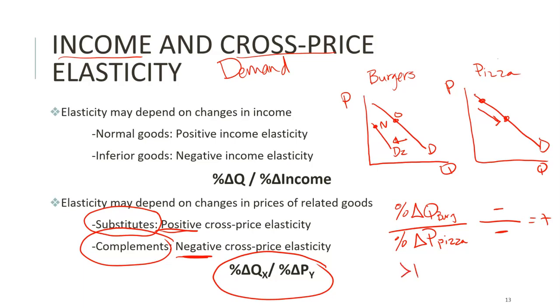Greater than 1 means it's elastic. Between 0 and 1 means it's inelastic. Right? And equal to 1 is also still unit elastic. So that whole part is still the same, but now the positive and negative tells us what type of good it is. And then lastly, we have price elasticity of supply.